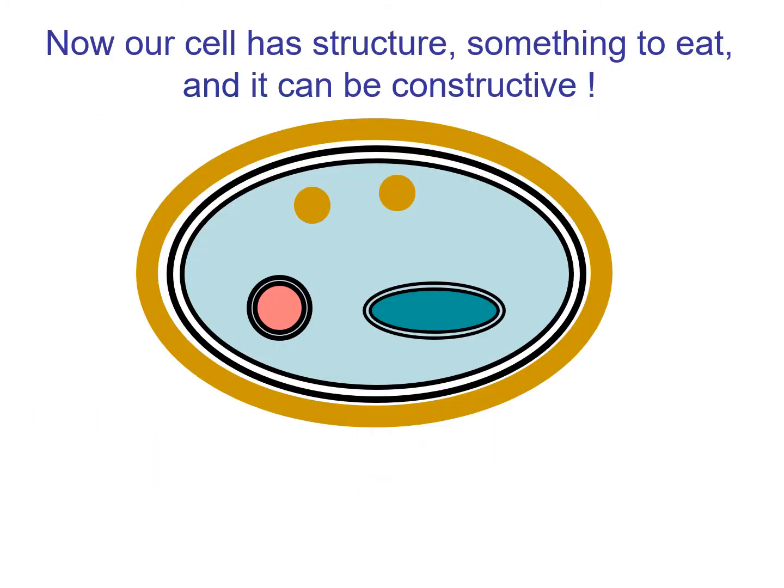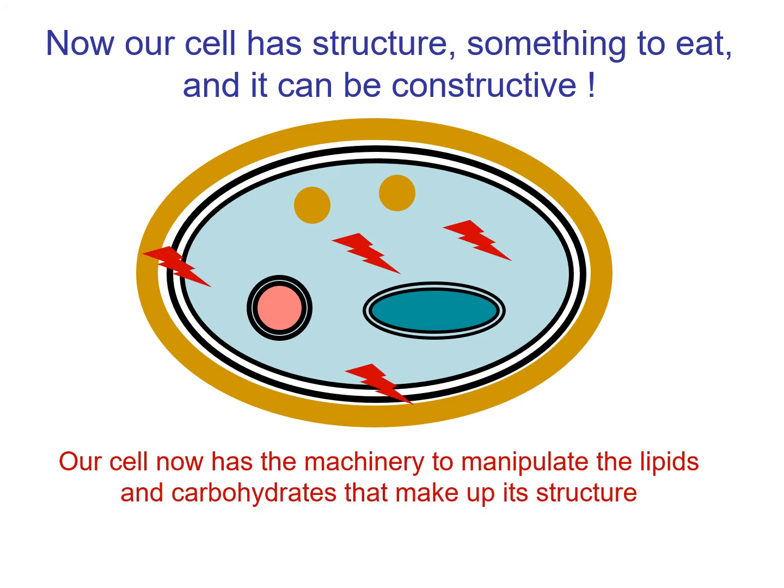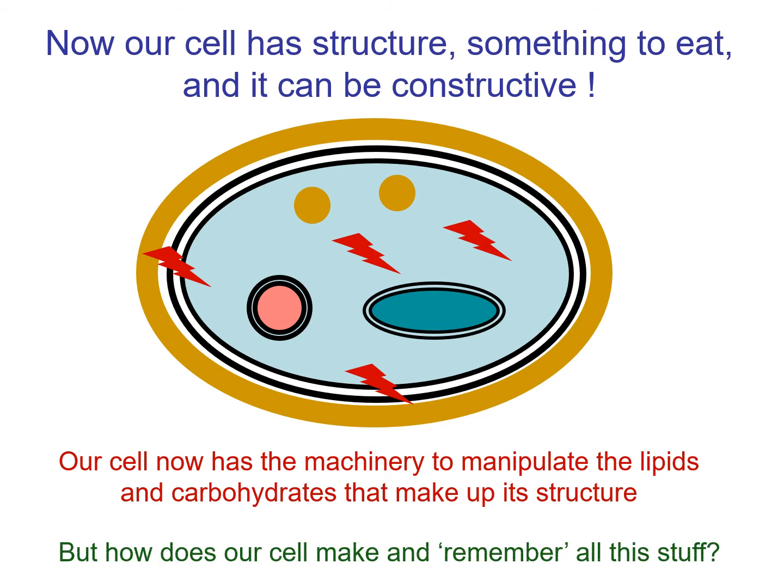So back to our cell. If you remember, we were building a cell. That was the premise of this lecture here. And we've looked at 3 different groups of macromolecules, and these provide the cell with structure, something to eat, and also the machinery to do all the work that needs to be done. So I've represented proteins here as little lightning bolts because they do all the work.